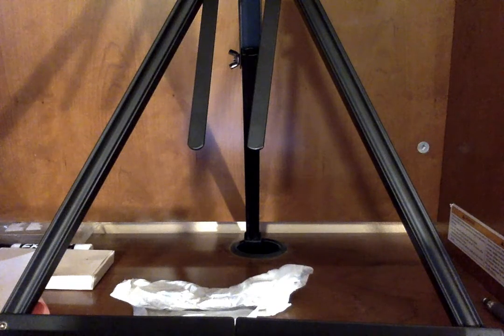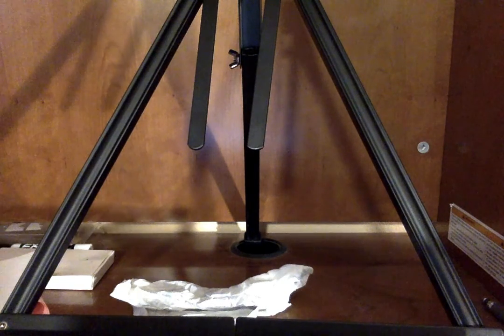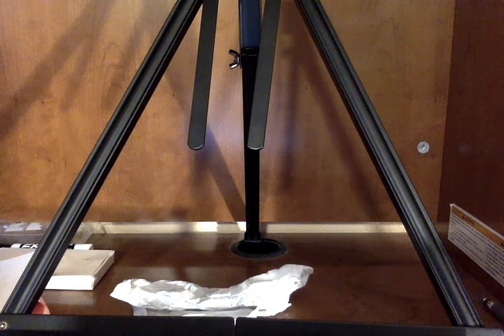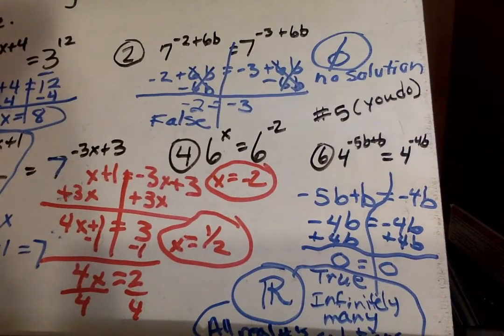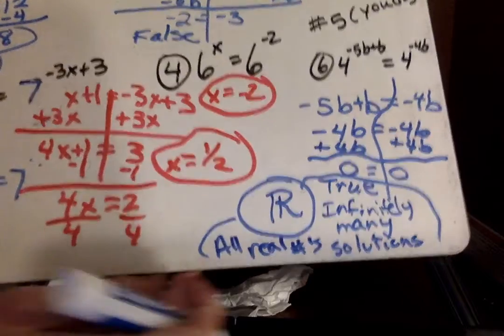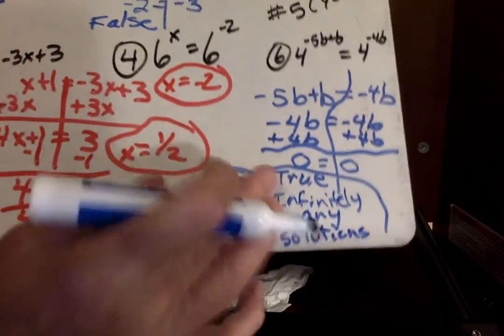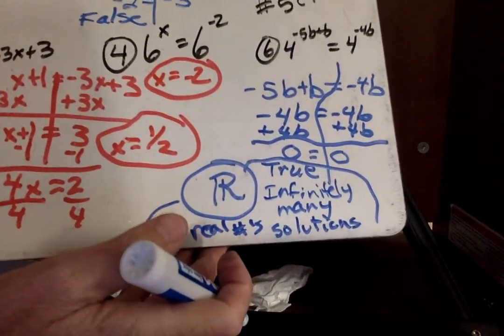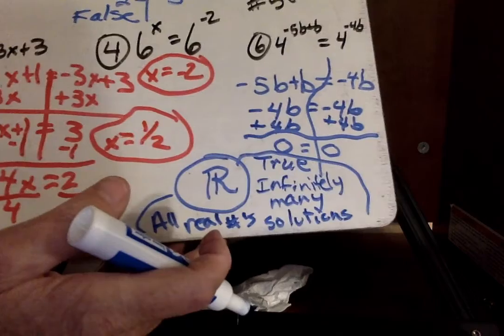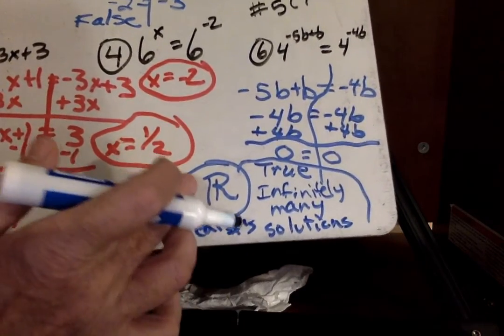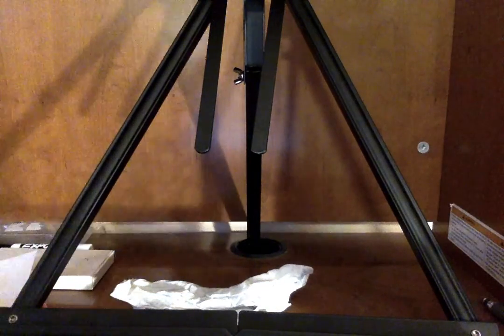So there you have it right there: all real numbers or infinitely many solutions, or just the R right there. If you want, you can put just the R as long as you can make it fancy enough and not have it look just like a regular R. So that will mean all real numbers. Okay. Next, I'm going to go on to number 7.